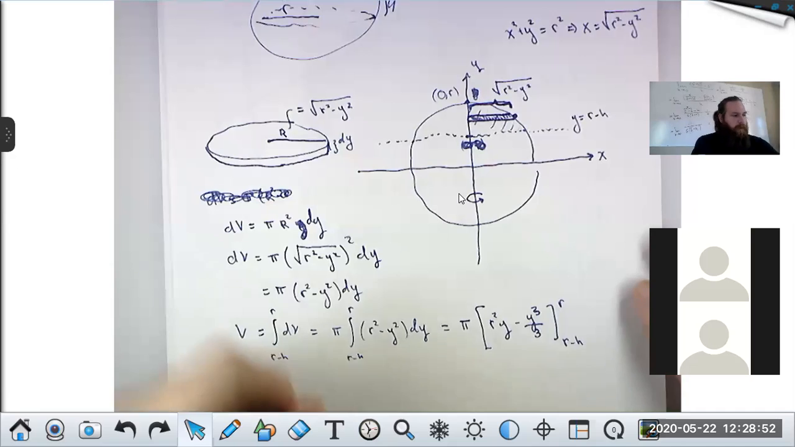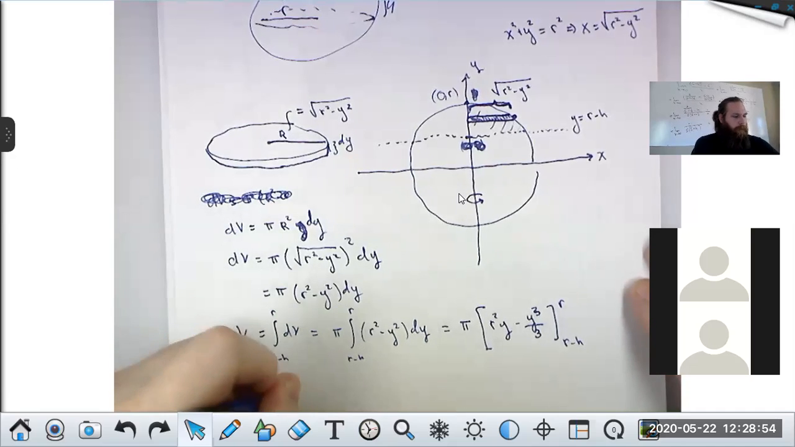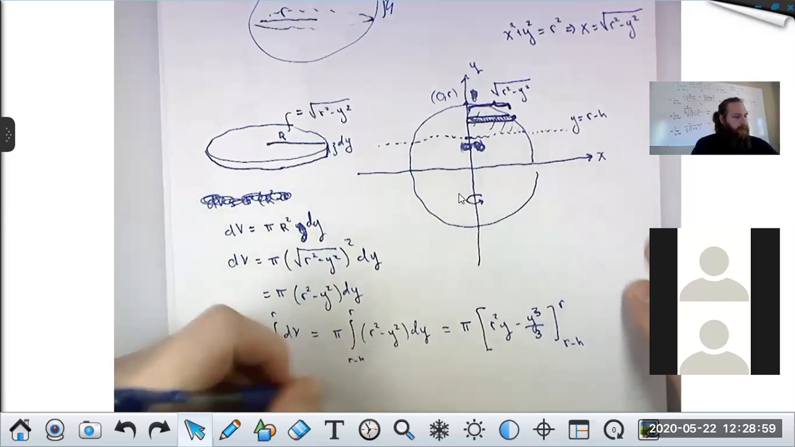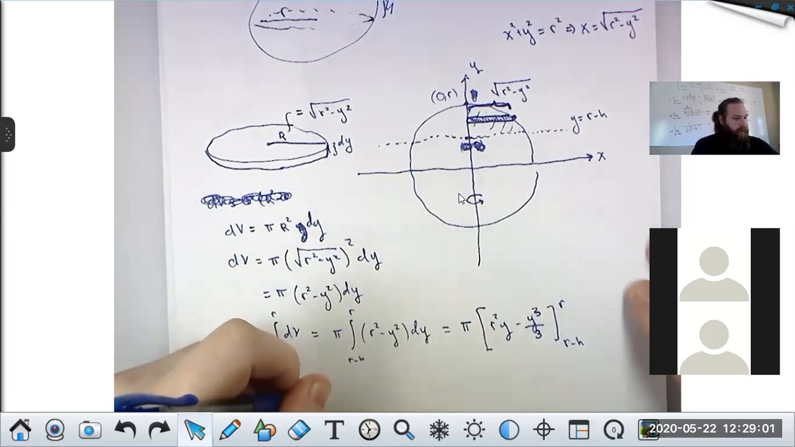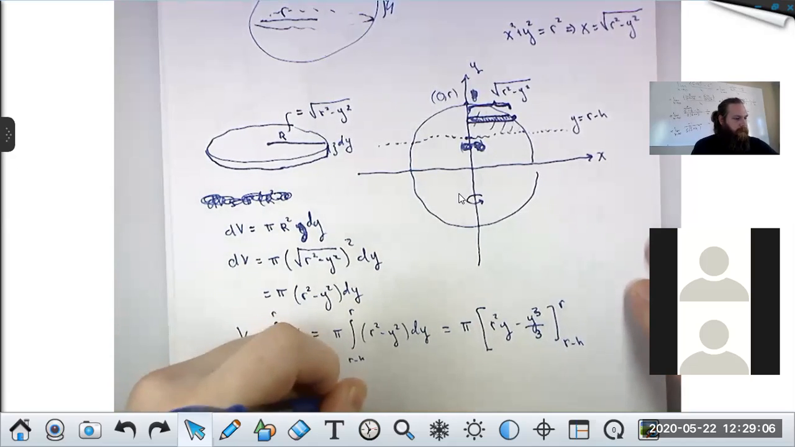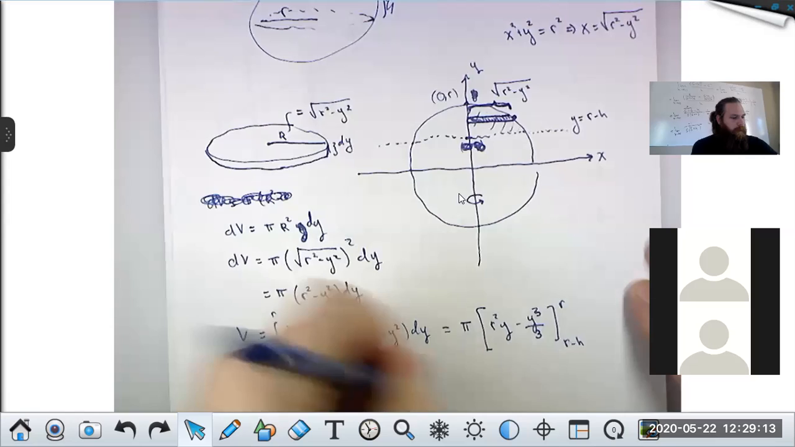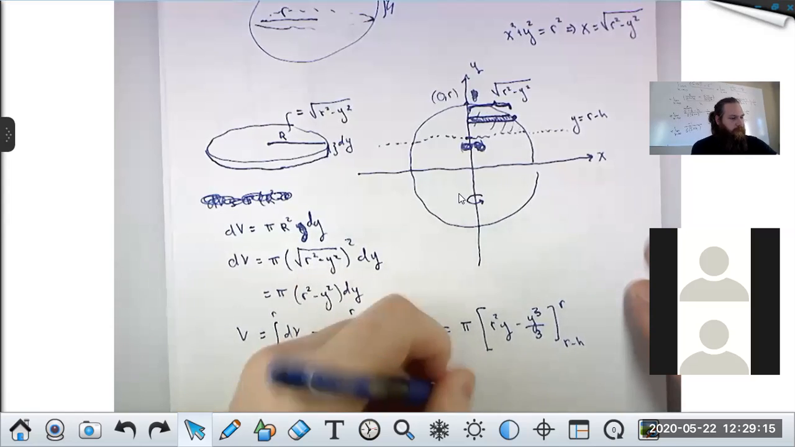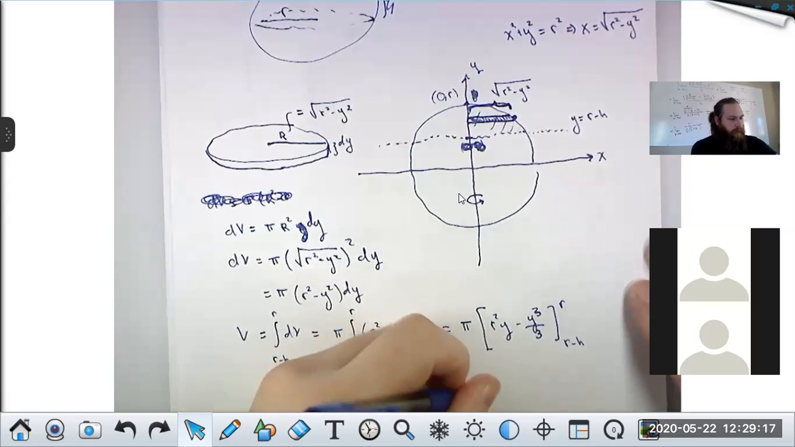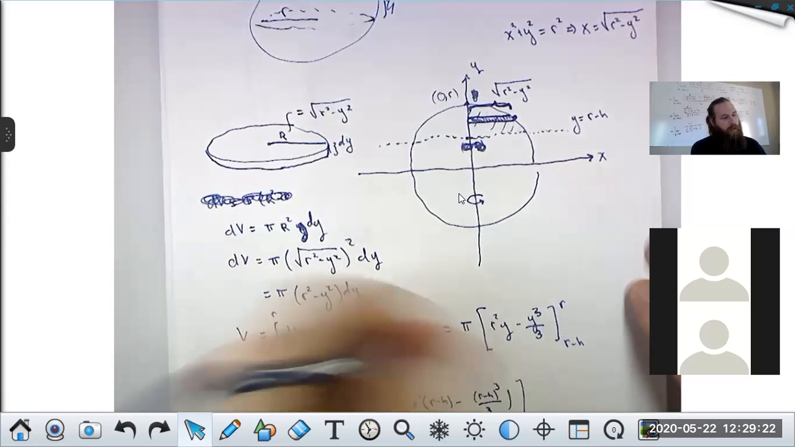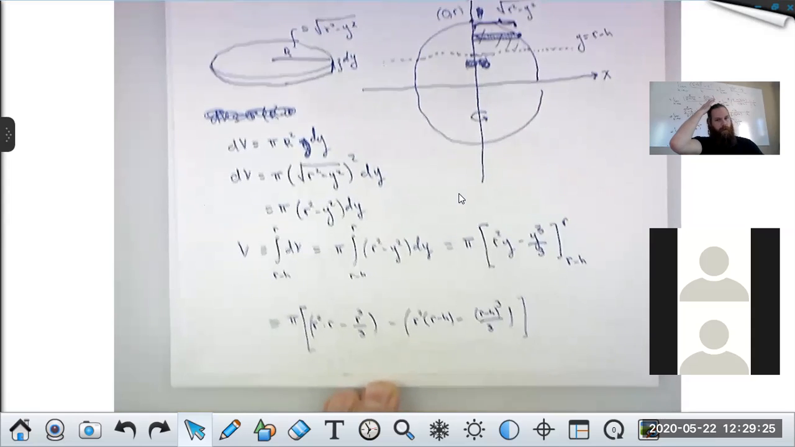So let's go ahead and do that. My pi is still hanging out front, and these are bounds for y. So this is r squared times r minus r cubed over 3, minus r squared times (r minus h) minus (r minus h) cubed over 3, like that.